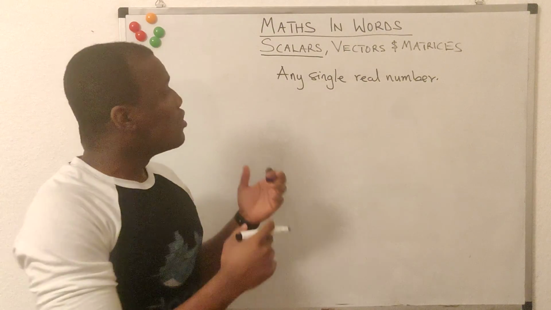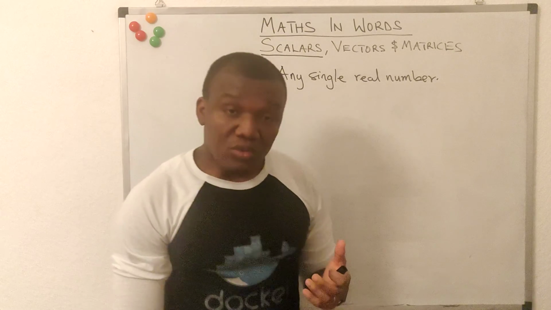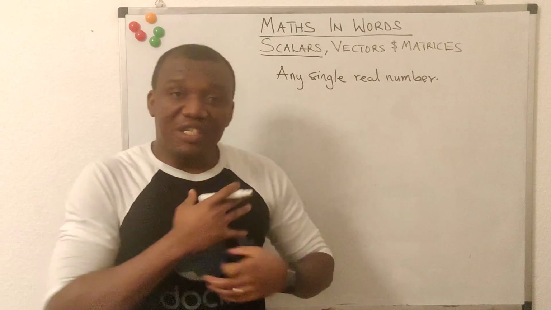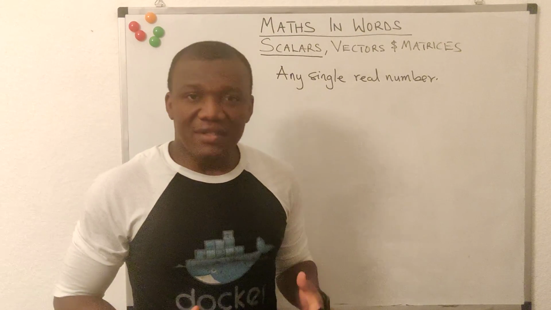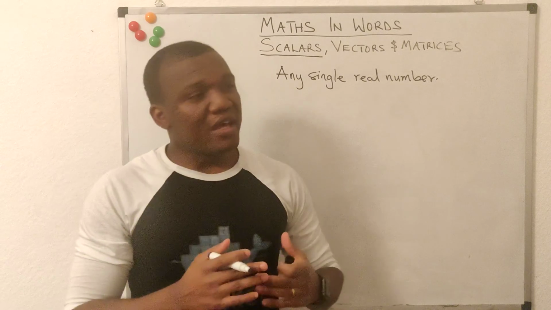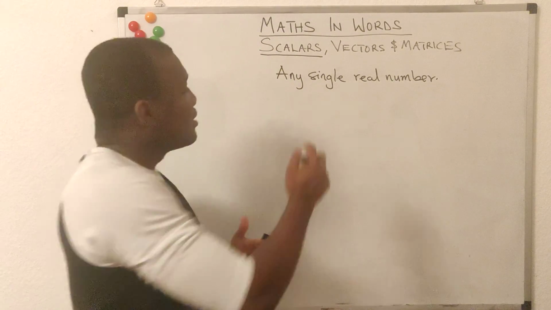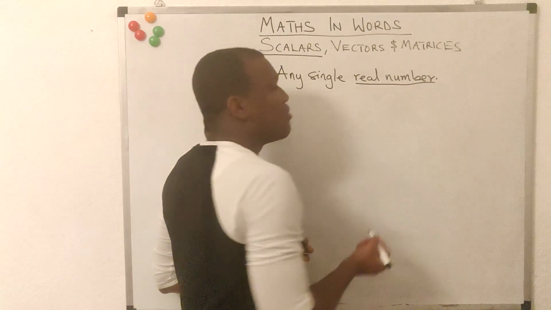For example, your salary is a scalar. How tall you are, your height, is a scalar. Your body temperature is a scalar. Your body weight is a scalar. A distance traveled is a scalar. The most important thing you need to note here is the word real number.